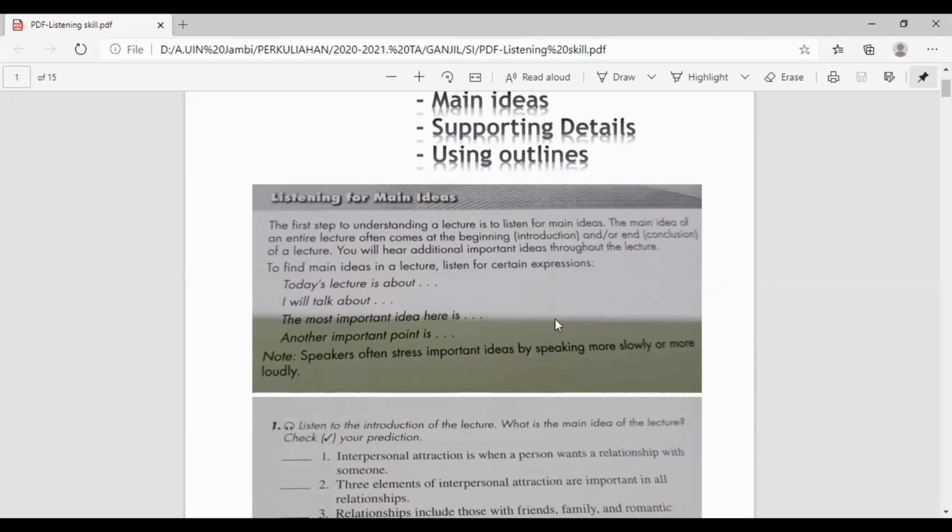Note that speakers often stress important ideas by saying them more slowly or more loudly. So if you want to catch the point of a talk, pay attention: the speaker normally stresses the important ideas. How? By speaking more slowly or more loudly.